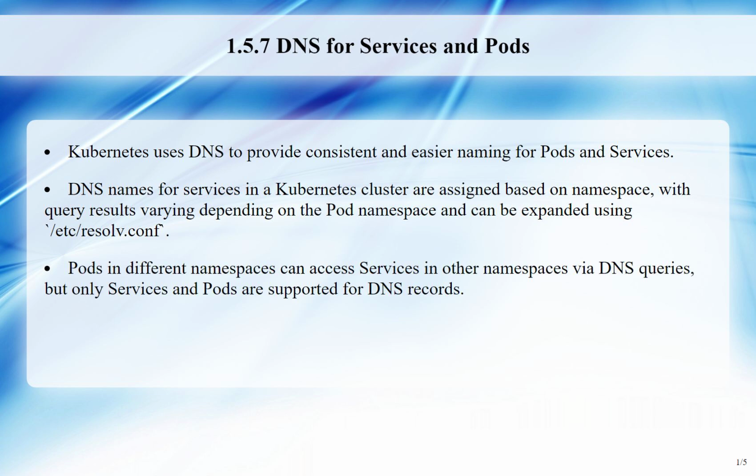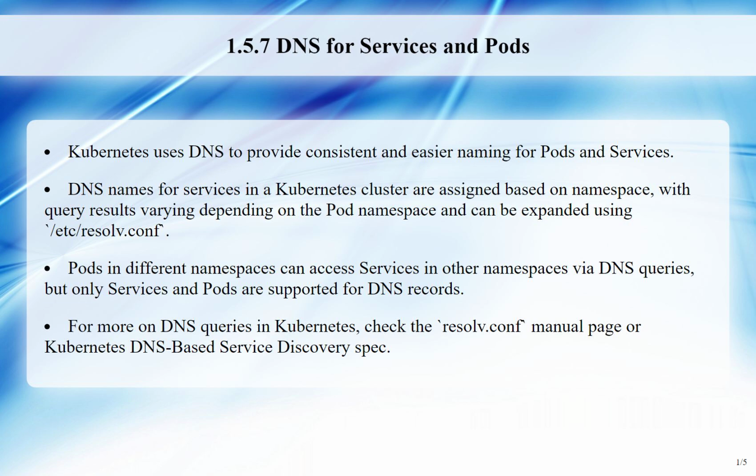Pods in different namespaces can access services in other namespaces by specifying it in the DNS query. It is important to note that only services and pods are supported for DNS records, and any other layout or names that work are subject to change. For further information on DNS queries in Kubernetes, refer to the resolv.conf manual page or the Kubernetes DNS-based service discovery specification.